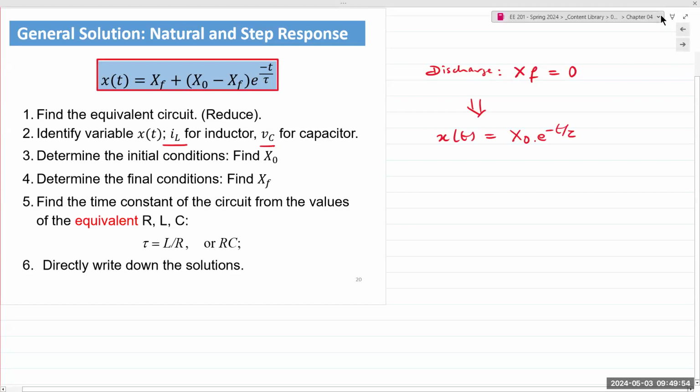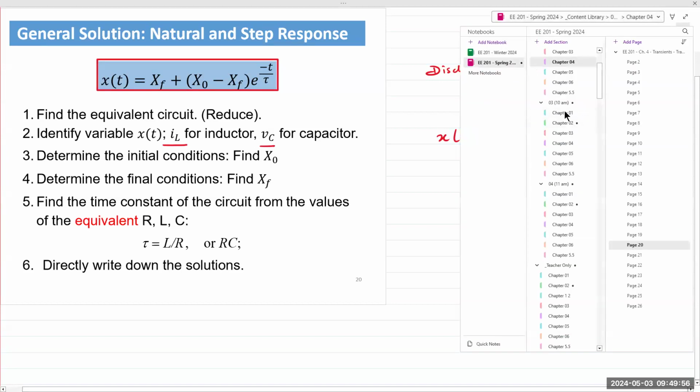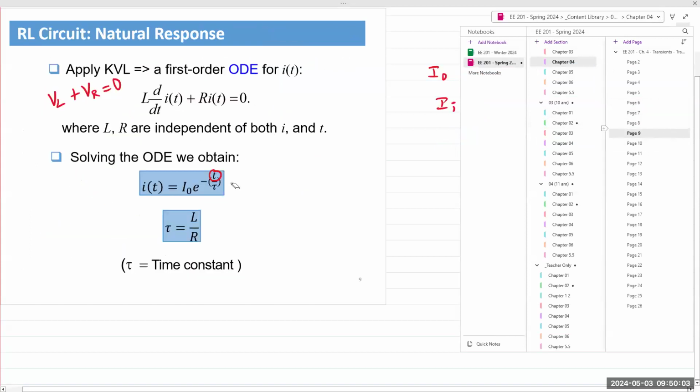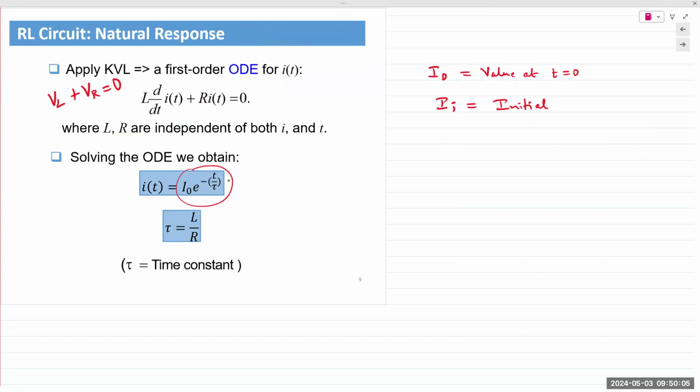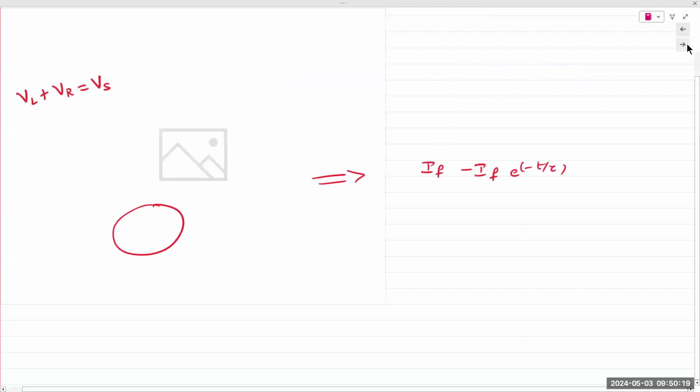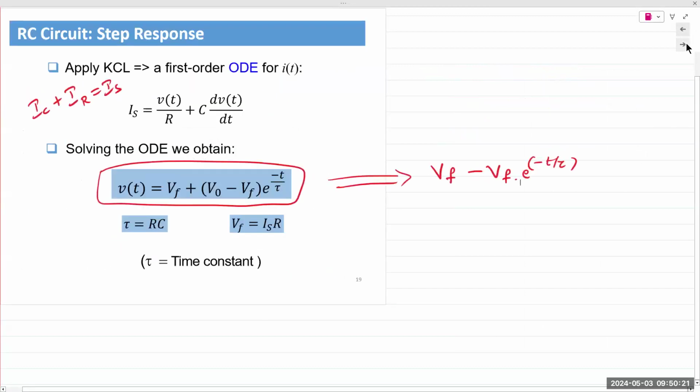If you compare this to the equation we obtained here, what did we obtain? x0 into e raised to minus t over tau. Same structure. Does everyone see that? And that's why I said you only need one equation, nothing else.